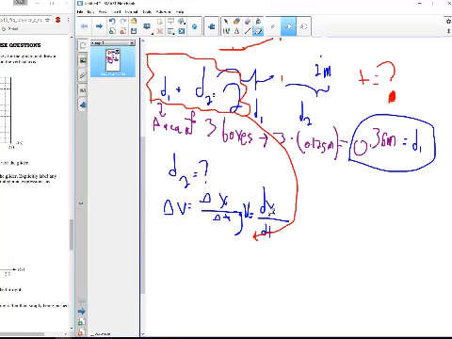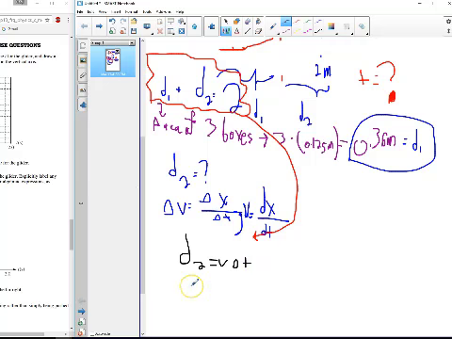So now what we need to do is find d2. And as we know, velocity is equal to dx over dt, or delta x over delta t. All we really need to do now is find a way to find d2. So if you really think about it, you know that d2 is going to be equal to v delta t.